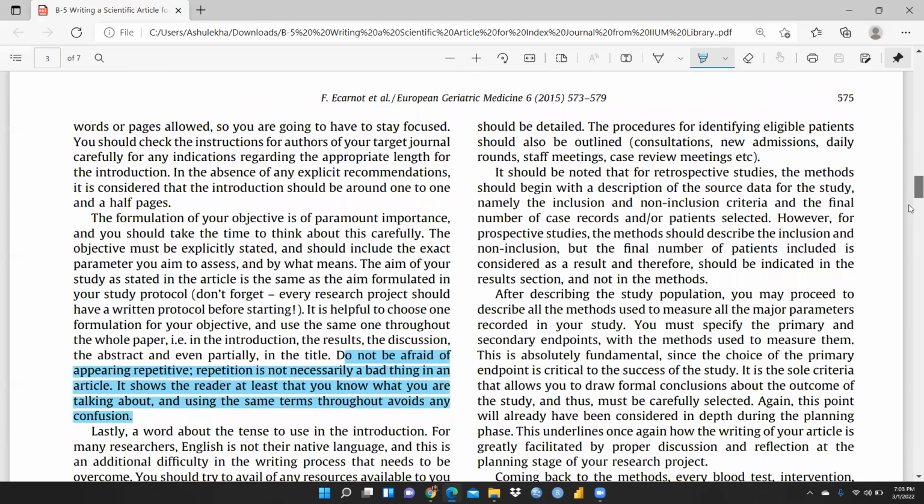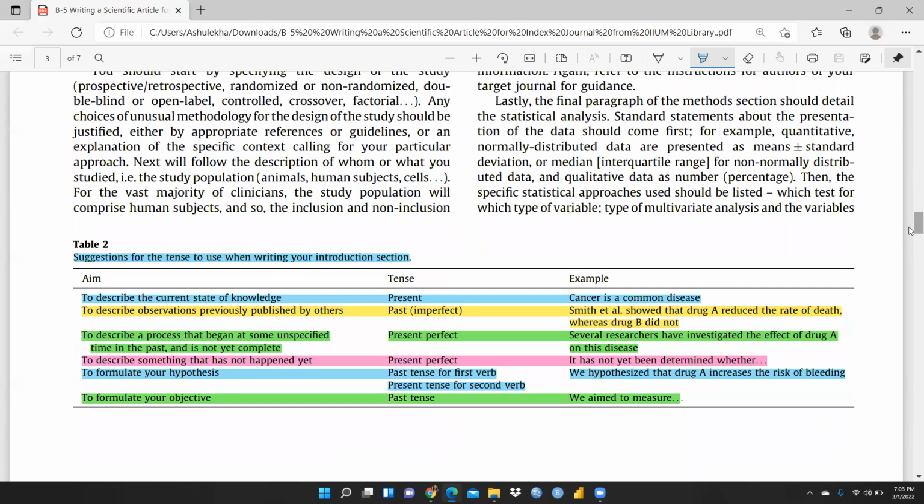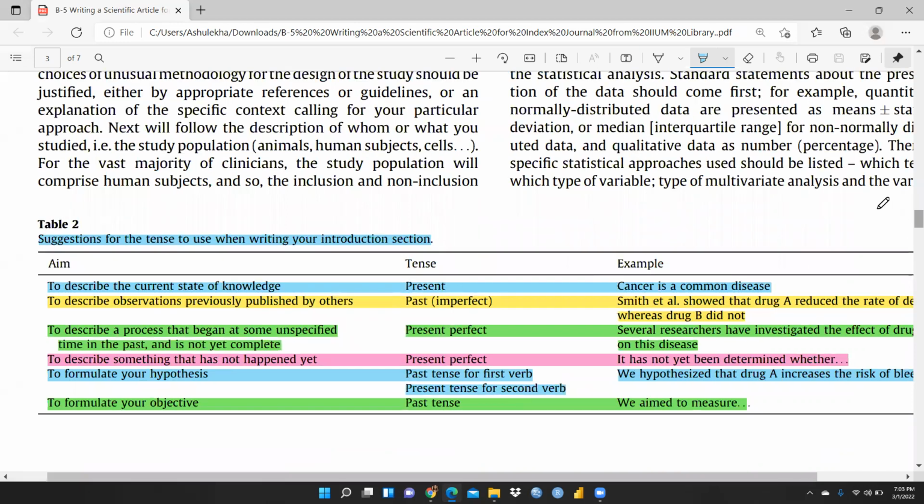And when we come to this section, you can see there is one more table that is related, once again, to your introduction section. These are the aim, tense, and example, given with what tense you are going to use. To describe the current state of knowledge, that should be in the present tense, like "Cancer is a common disease." This is an example. To describe observations previously published by others, that should be past tense.